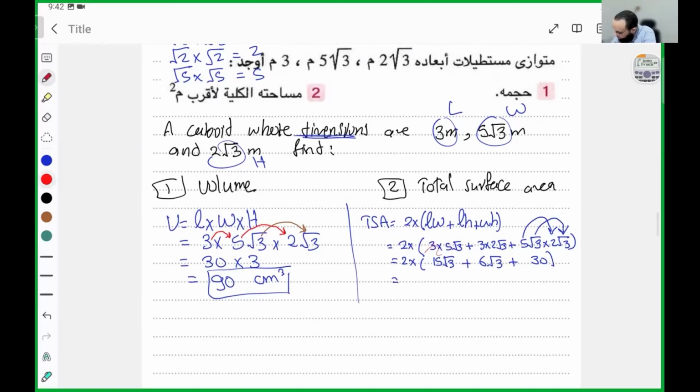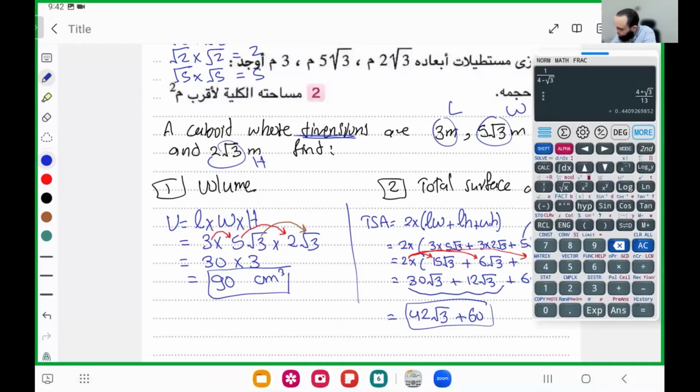Okay? 2 times 15, and then 2 times 6, and then 2 times 30. 2 times 15, 30 root 3. 2 times 6, 12 root 3. 2 times 30, 60. 30 root 3 plus 12 root 3 equals 42 root 3, plus 60. This is the answer.